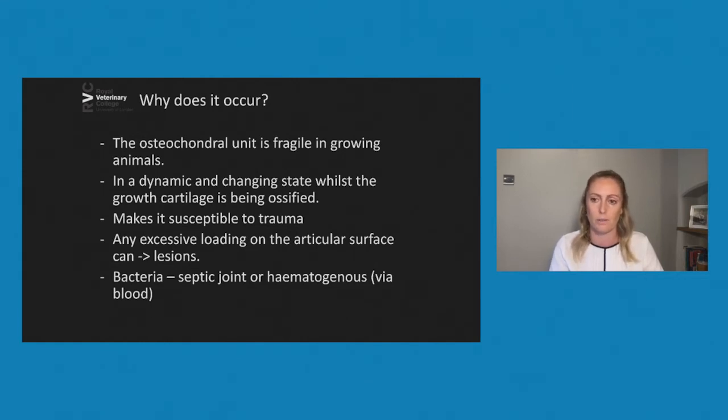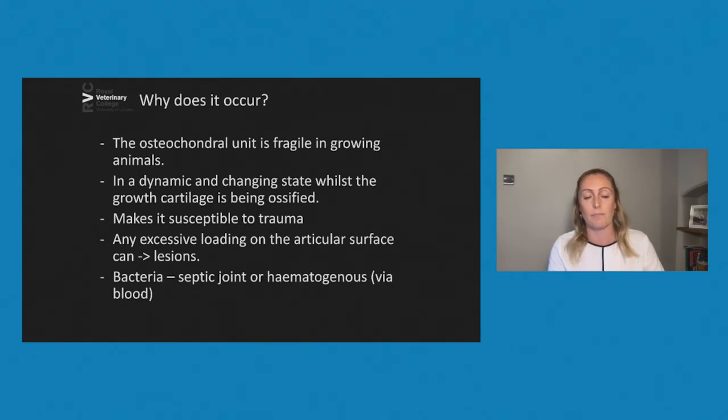trauma or biomechanical stresses. So in essence, the osteochondral unit, or this junction, isn't very strong due to it being in quite a dynamic state. So any excessive loading on the articular surface can induce lesions at this junction.